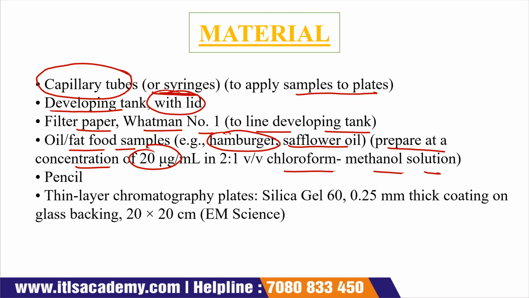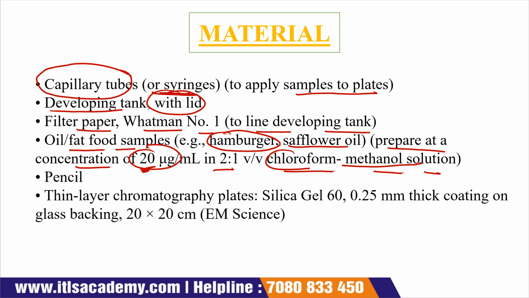So what we have to do, we take a sample and add this chloroform and methanol solution in the ratio of 2 is to 1. The amount of the sample will be 20 milligram. So in every 20 milligram of sample, we have 1 ml of 2:1 chloroform methanol solution.